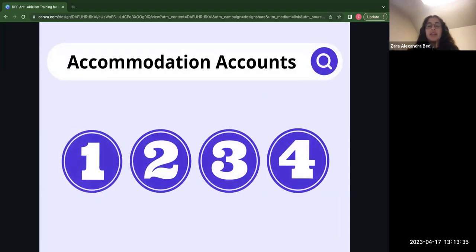This slide reads accommodations accounts with numbers 1 through 4. We asked students to anonymously share times that they experienced difficulty receiving requested accommodations and are documenting some of the responses here. One student shared that they requested accommodations, but were forced to wait 6 weeks for a letter of accommodation for a course because the professor did not believe they had a disability. Because of this, they failed the course and were forced to take and pay for it all over again.